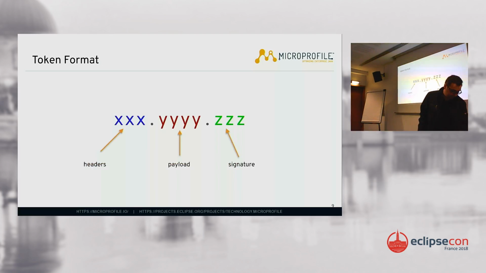So your token is going to be structured in 3 parts using a period between the parts. We have the headers, we have the payload, and we have the signature. And all three are going to be encoded using base64, and that's why the result is URL safe. So it can be passed inside URLs and query parameters. So let's start with the header.